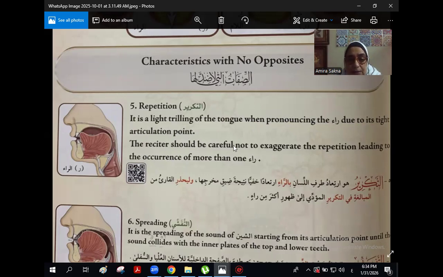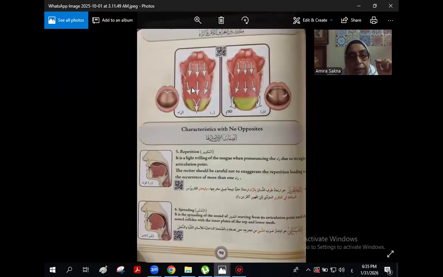The reciter should be careful not to exaggerate the repetition, leading to the occurrence of more than one ra. What does this mean? Well, my dear sisters, the repetition is a characteristic in the body of the ra itself. When you say ar, the tip of the tongue will trill, but only once because of the tight articulation point. Remember the articulation point of the ra? This is here.